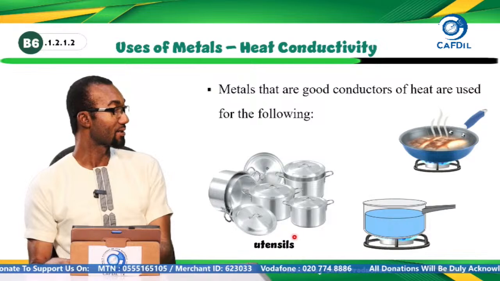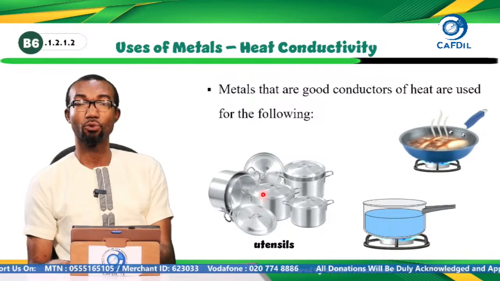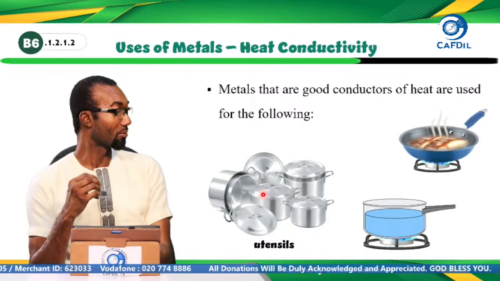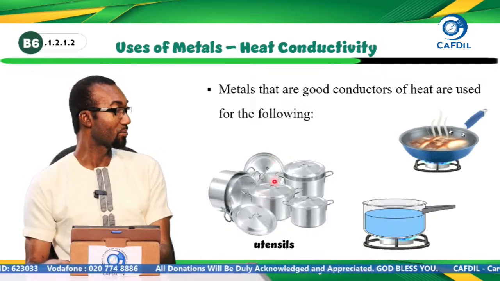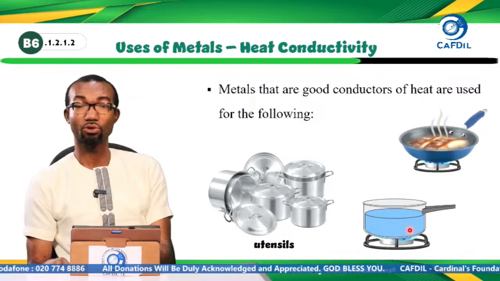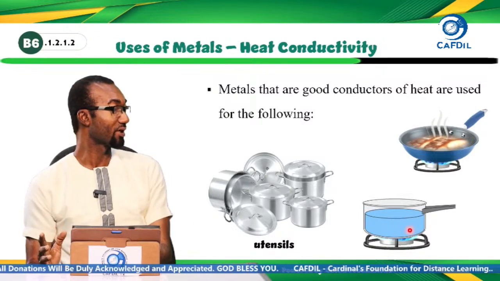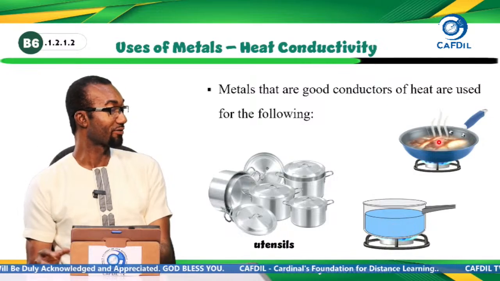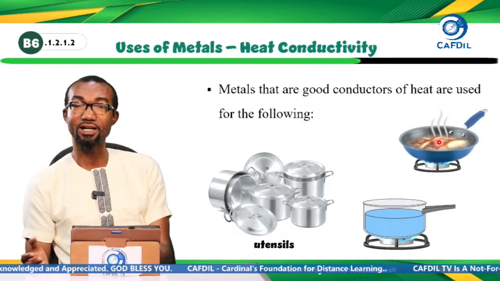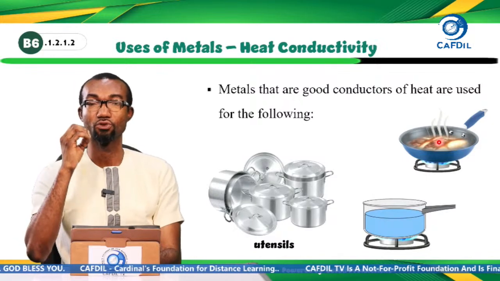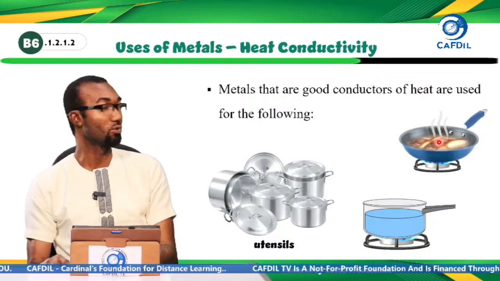We have utensils here that can be used for cooking. So metals that are good conductors of heat are used for making utensils. So you can put them on fire. It will not burn, it will not melt, but it will help you to cook whatever you want to cook. We also have the frying pan here, because heat can pass through without destroying the frying pan. You can use it to cook.